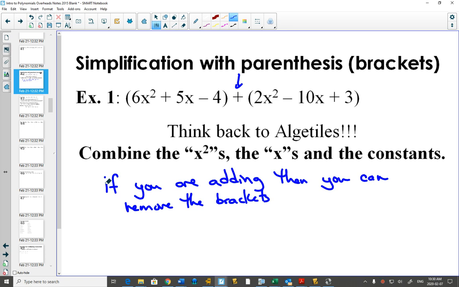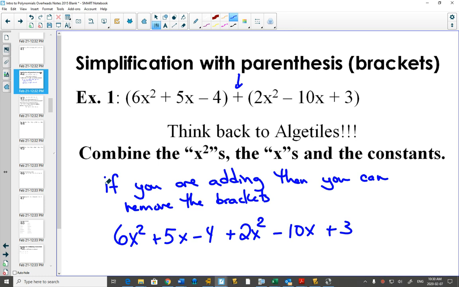Sometimes we put brackets around things to sort of hold them there. But if you're adding things together, the brackets don't actually change the order of operations. So this question here can just be 6x squared plus 5x minus 4 plus 2x squared minus 10x plus 3. Now, I rewrote it with the brackets taken off. Often students, after a couple of examples, go, I'm just not going to rewrite it. I'm just going to ignore the brackets because they're not necessary if you're adding.